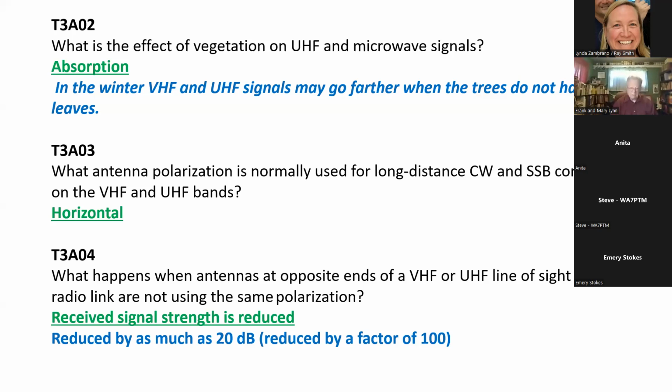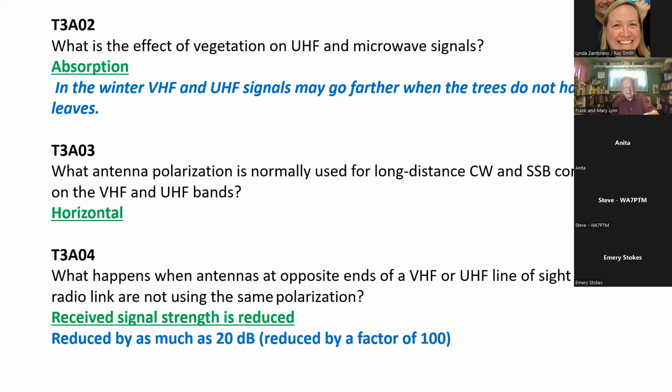Now, here comes the next one. What happens when antennas at opposite ends of a VHF or UHF line of sight radio link are not using the same polarization? What would you guess? If one's going vertical and the other's going horizontal, do you think the difference would be just as good? No. The received signal strength is reduced, and it can be as much as 20 dB.